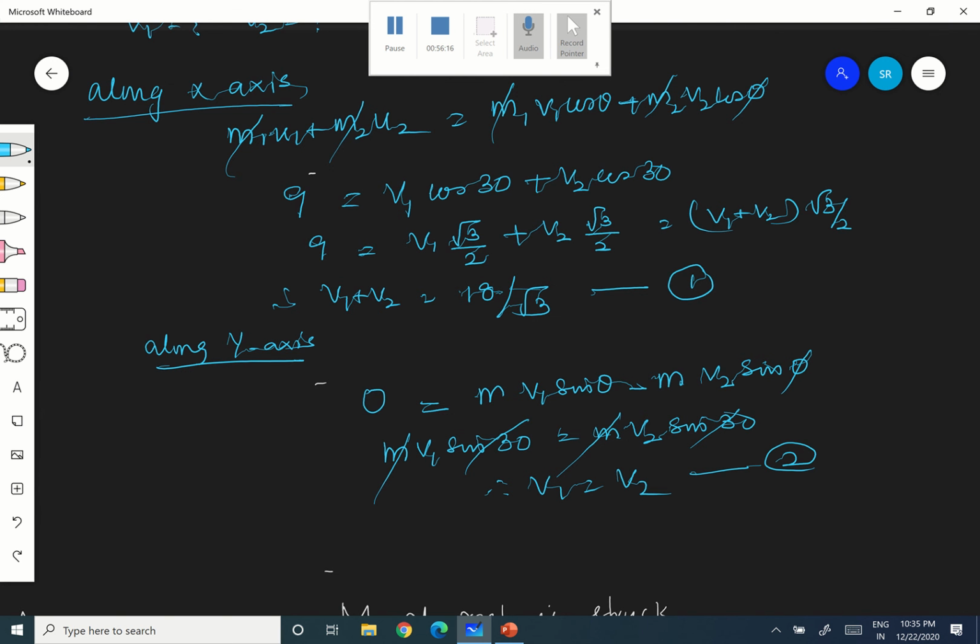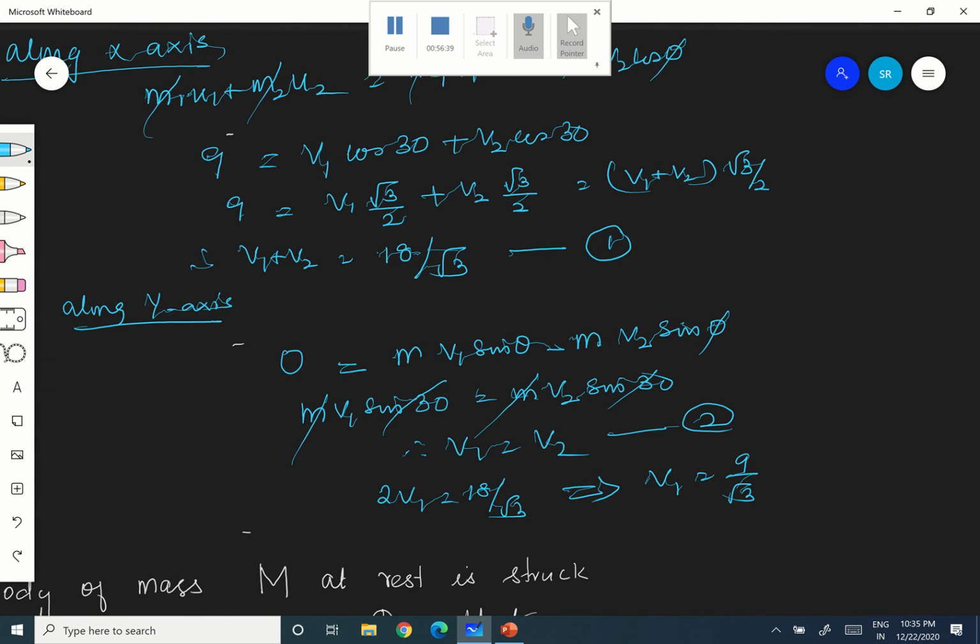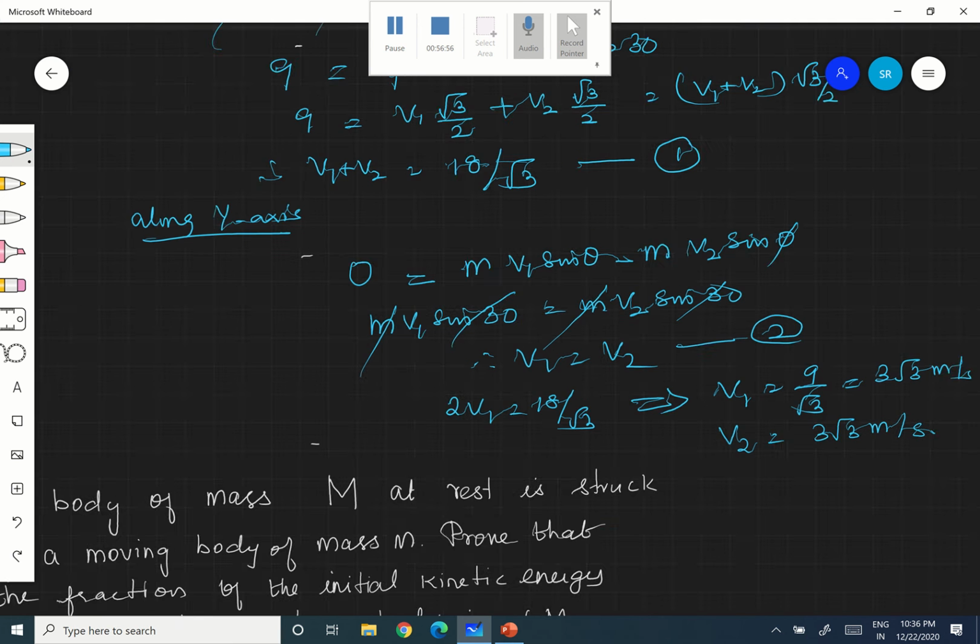First is v1 plus v2 is equal to 18 by root 3. Because v1 is equal to v2, you can say 2v1 is equal to 18 by root 3, which implies v1 is equal to 9 by root 3. That is nothing but 3 root 3 meter per second. Since v1 is equal to v2, v2 is also equal to 3 root 3 meter per second. That's it. Clear? Right. Next one.